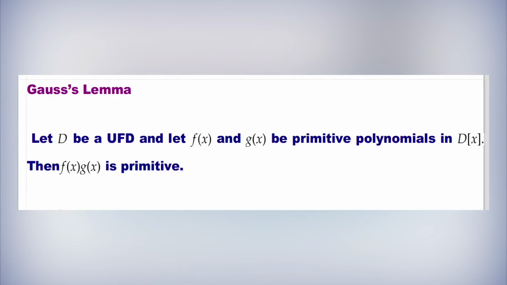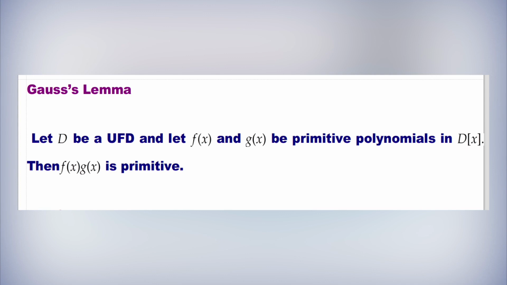The next result will show you that the product of two primitive polynomials is again primitive in D[x], which is named Gauss's lemma. Gauss's lemma underlies all the theory of factorization and greatest common divisors of such polynomials. Let us see Gauss's lemma. Let D be a unique factorization domain and let f(x) and g(x) be primitive polynomials in D[x].